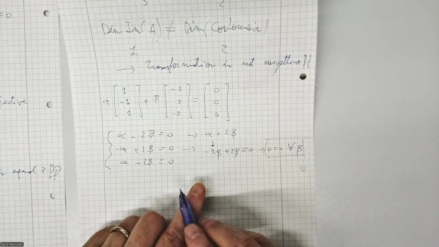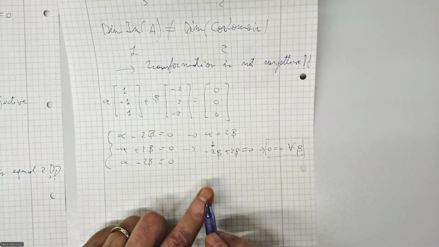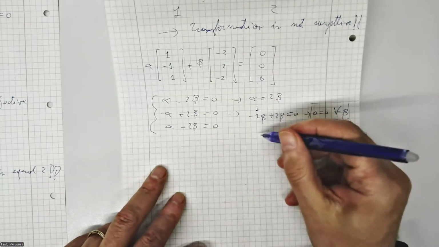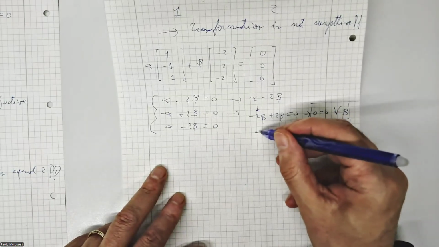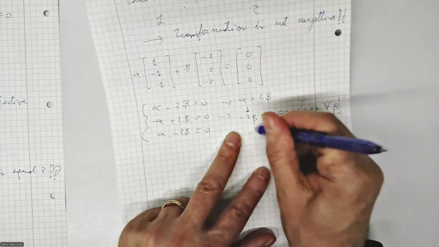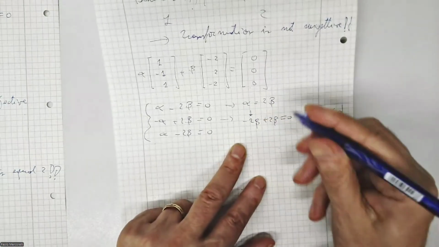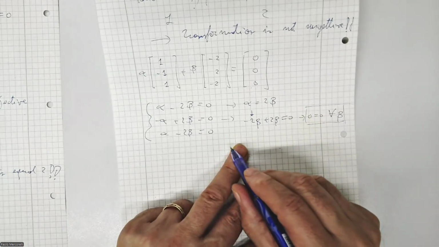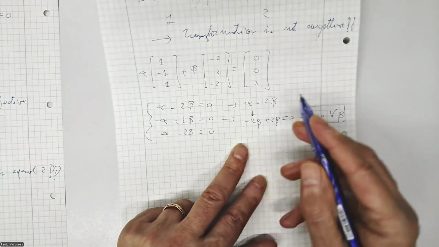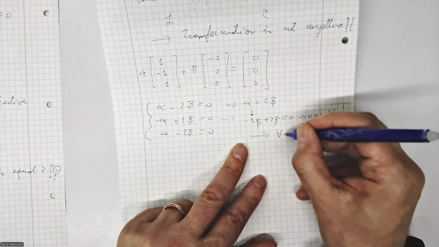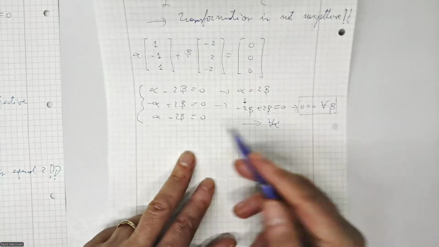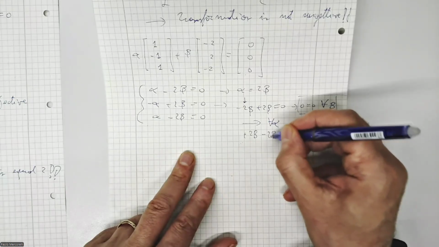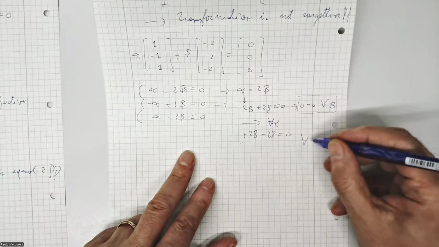And this means I can now directly say alpha, if for each beta, this means also for each alpha, no? Because you can see here plus 2 beta minus 2 beta equals, at the end we have this as solution.